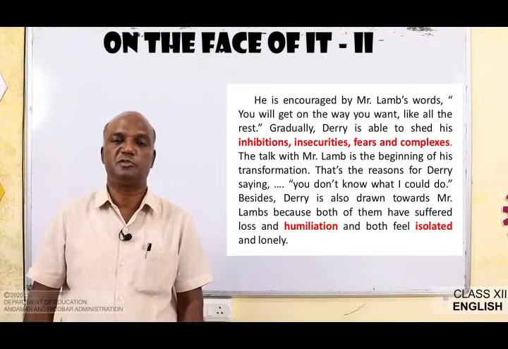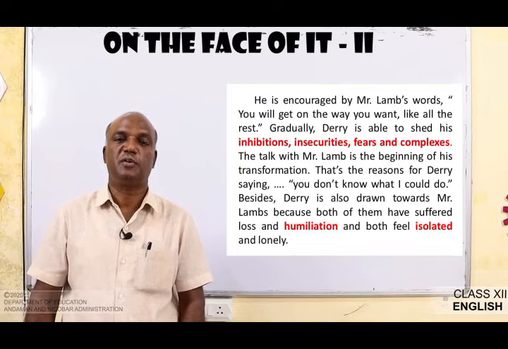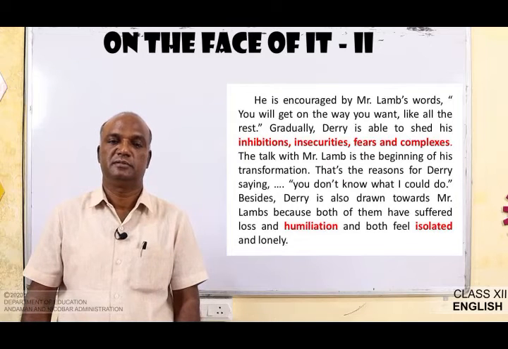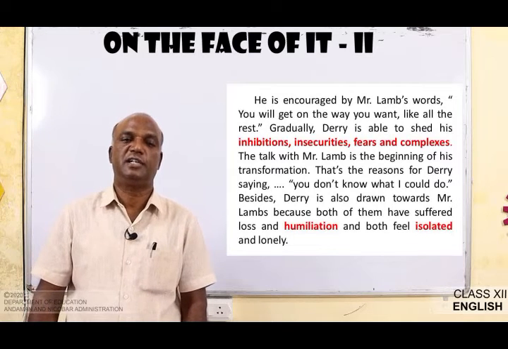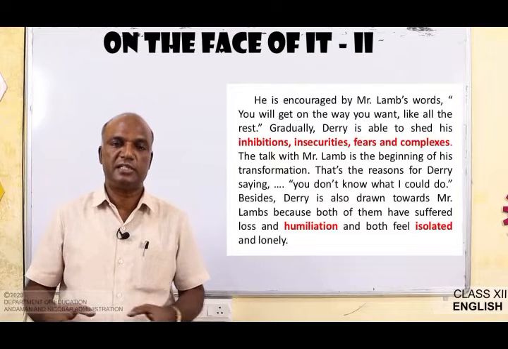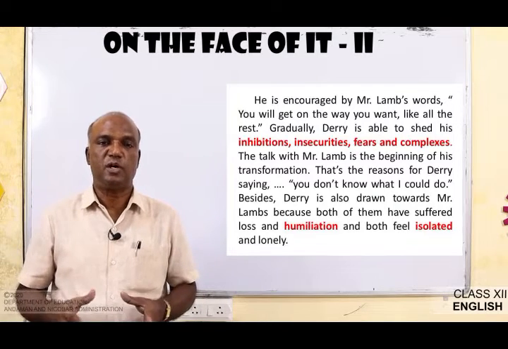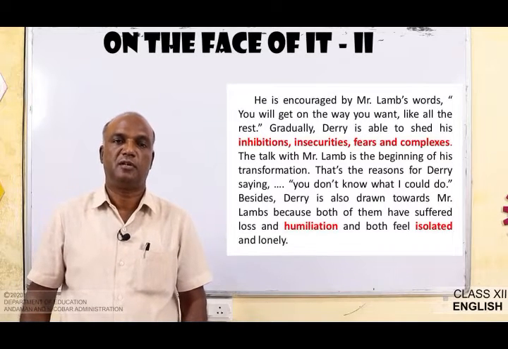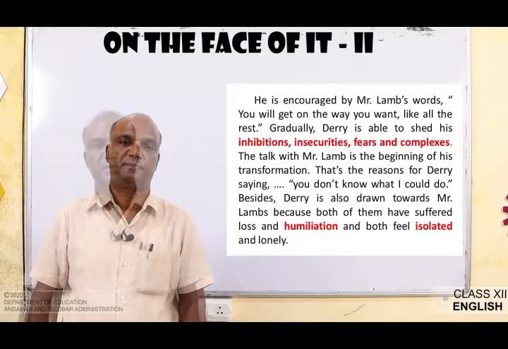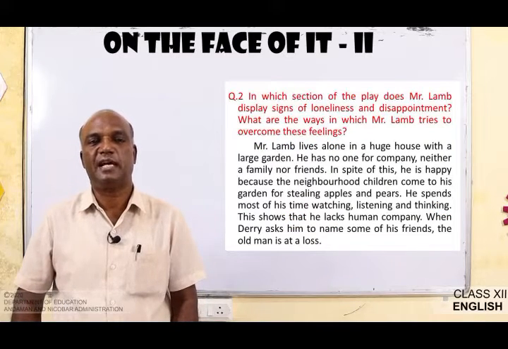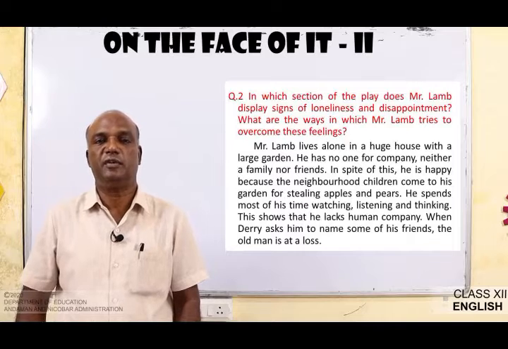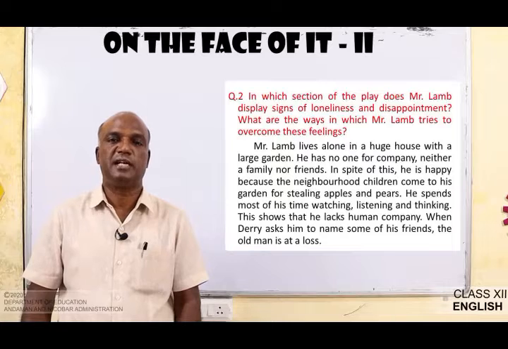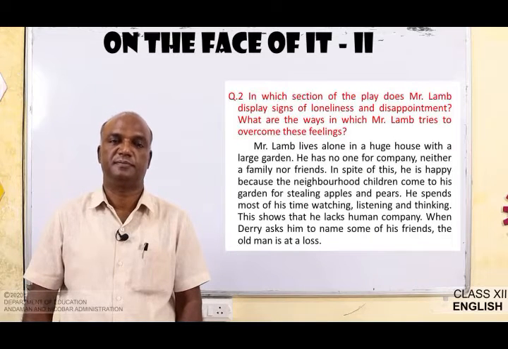Besides, Derry is also drawn towards Mr. Lamb because both of them have suffered loss and humiliation, and both feel isolated and lonely. So this is what draws Derry close to Mr. Lamb. In which section of the play does Mr. Lamb display signs of loneliness and disappointment? What are the ways in which Mr. Lamb tries to overcome these feelings?